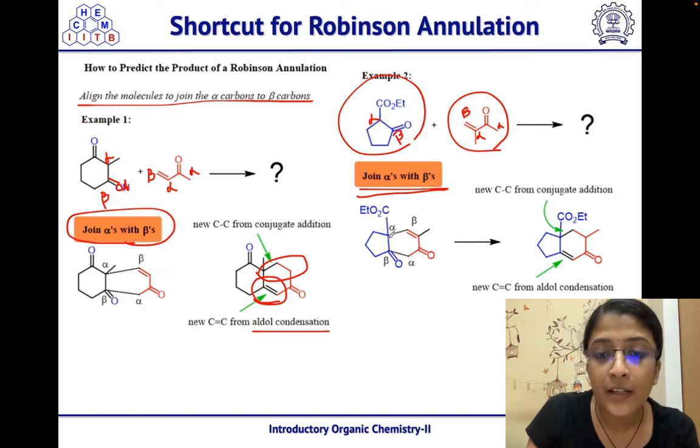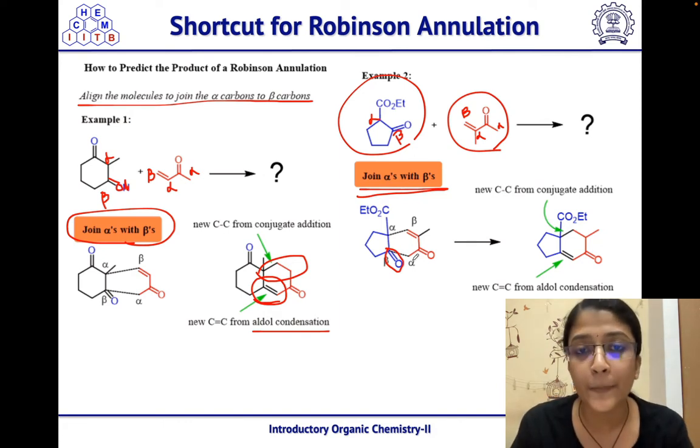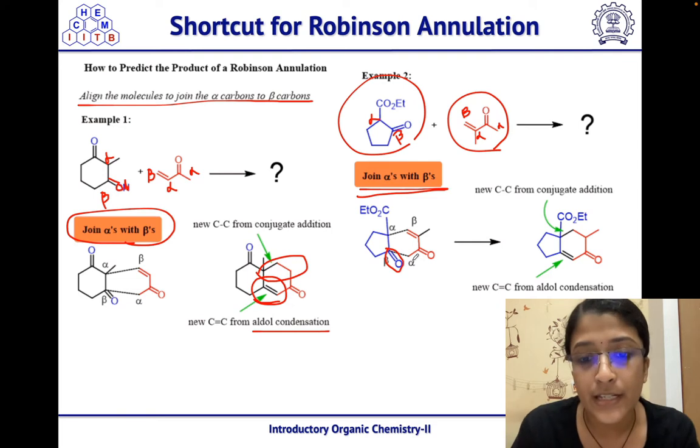So here this alpha will orient in such a way that it will be near to this beta, and this beta will be near to the alpha, and these two parts will join. So here a conjugate addition reaction is taking place. We will get a new carbon-carbon bond, and the double bond here will disappear, and here aldol condensation is taking place. So this functionality will be removed and we will get a double bond at that place. So this is the shortcut method for the Robinson annulation reaction.